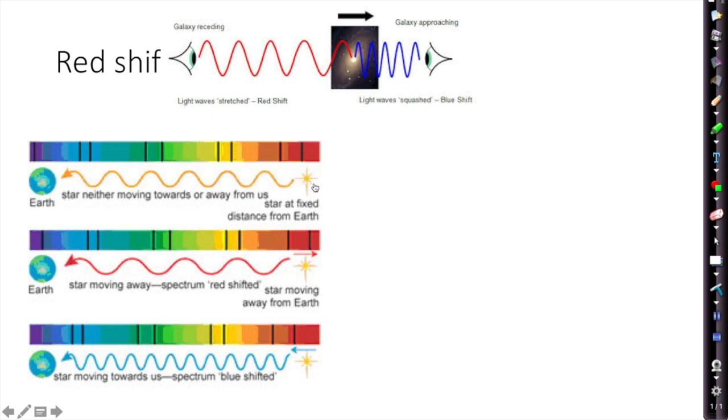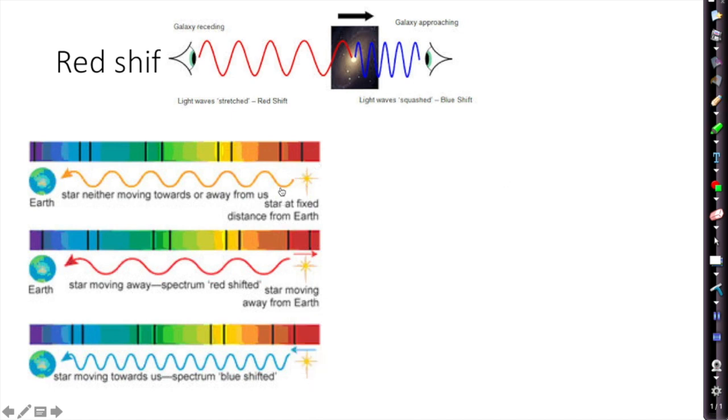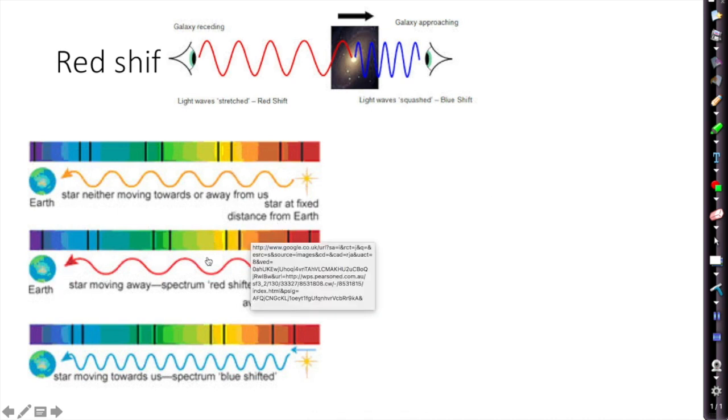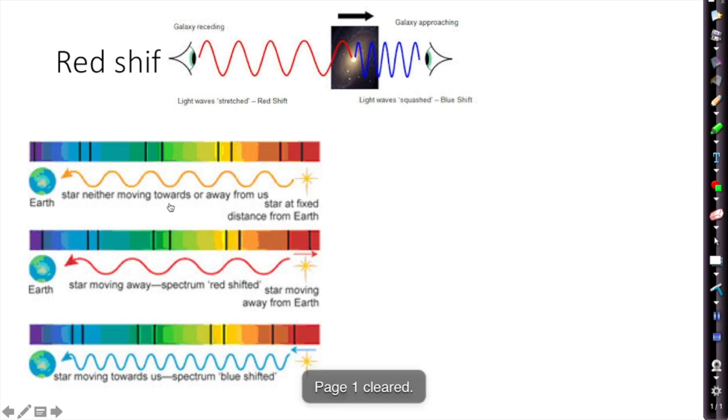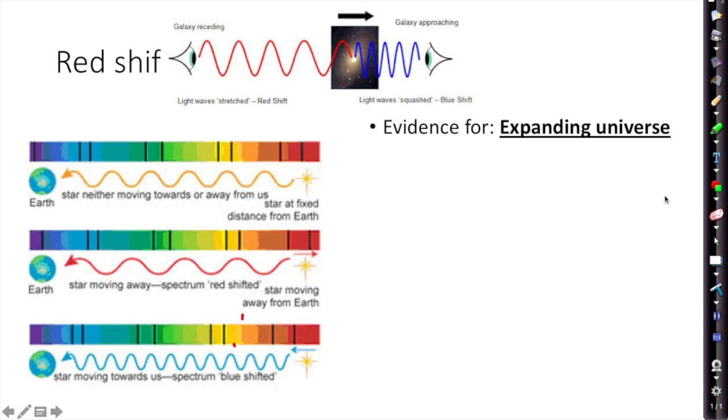So if the star is at a fixed position, we get kind of a yellowy light coming out of it. Now, when we look at an object which is moving away from the Earth, the absorption lines are moved slightly to the red end, ever so slightly to the red end. So these are further away, and so this tells us that the object is moving away from us. Okay, and if the galaxy is moving towards us, then we see that the star is blue shifted.